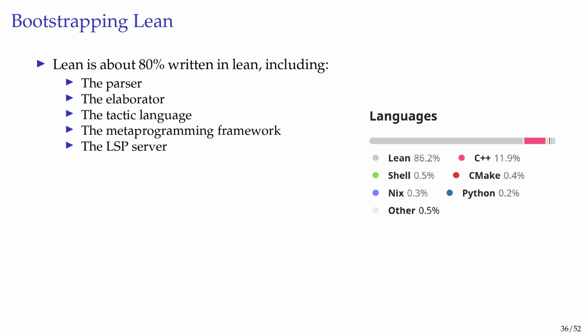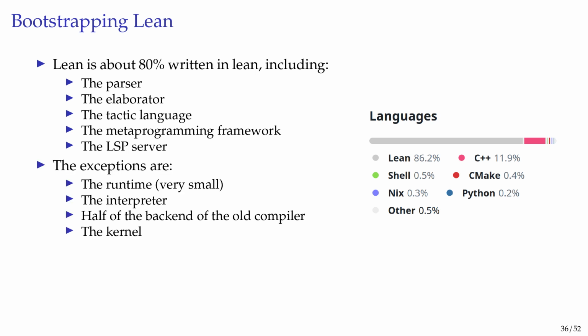Okay, so Lean4 is about 80% written in Lean. That includes the parser, the elaborator, the tactic language, the metaprogramming framework, and the LSP server. As for what is left, there's this picture of all the languages that are used in the Lean4 repo, and you can see that Lean is taking over. The exceptions are the runtime. It is quite difficult to write a programming language that doesn't have a runtime, so that's probably not going to be written in Lean for the foreseeable future. The interpreter has some high performance requirements. It's not clear whether it would be worthwhile to rewrite it in Lean.